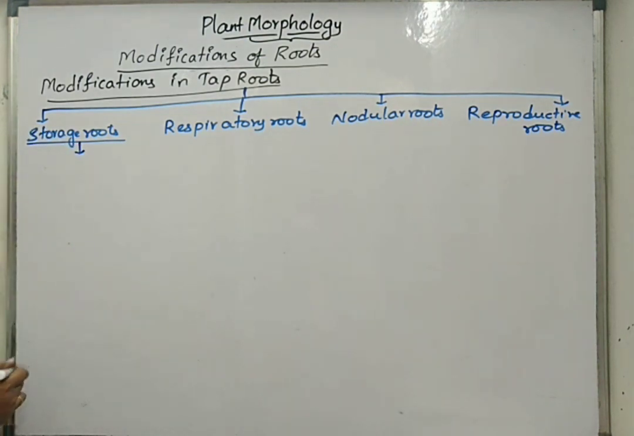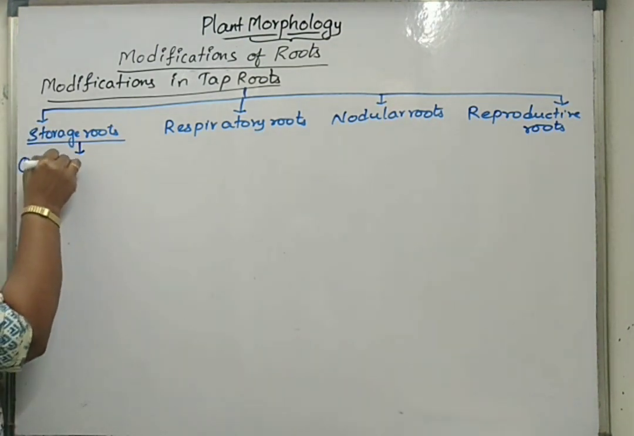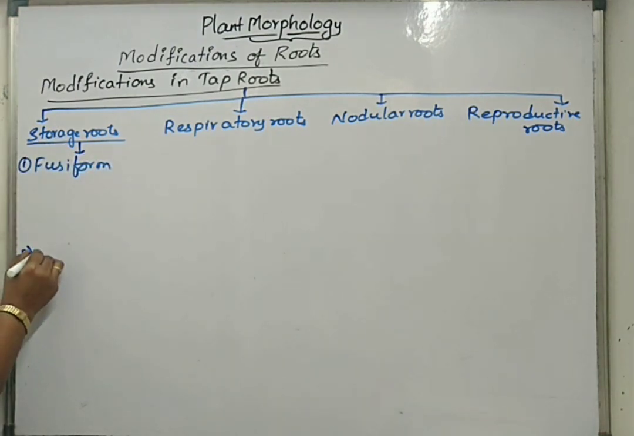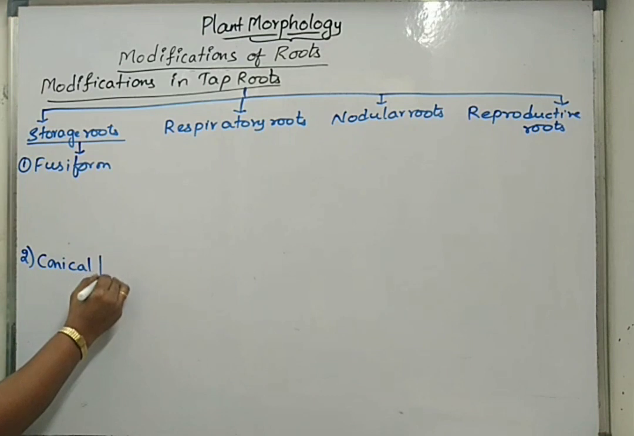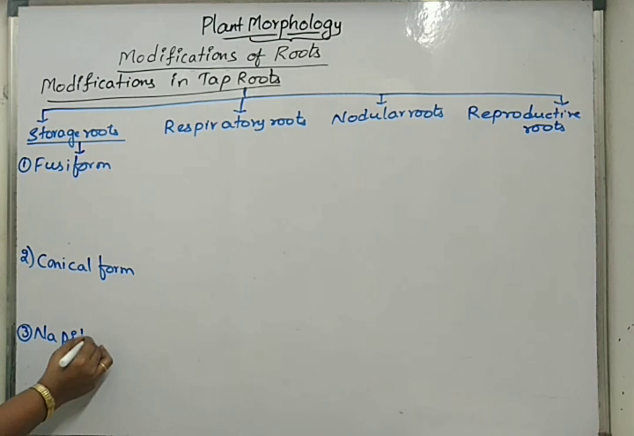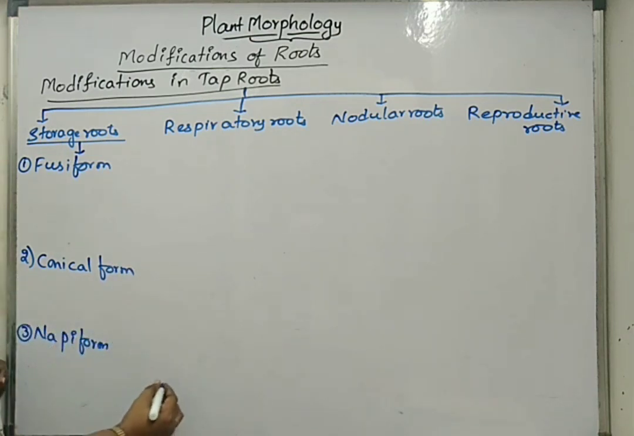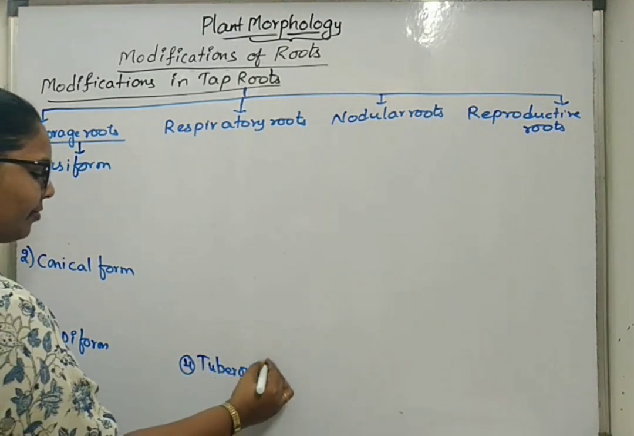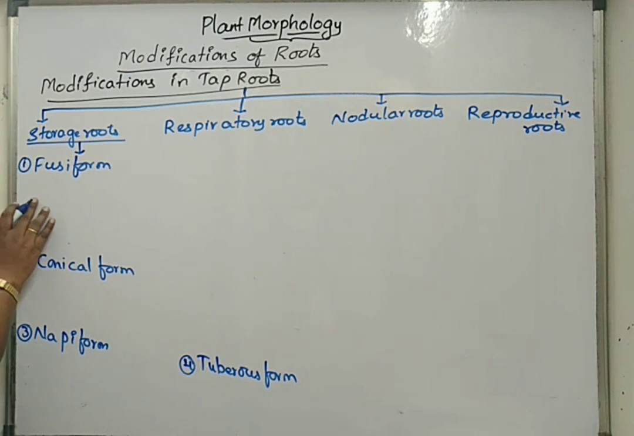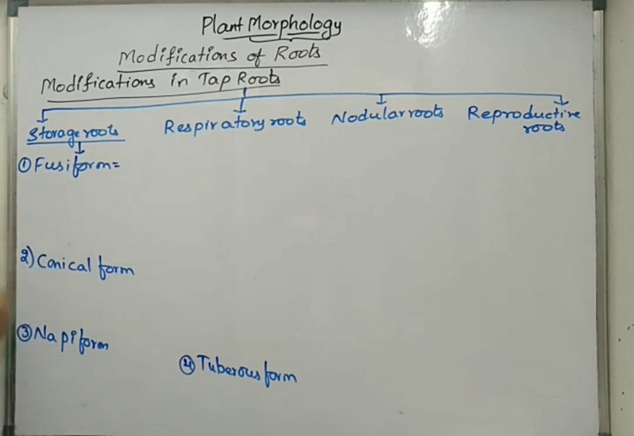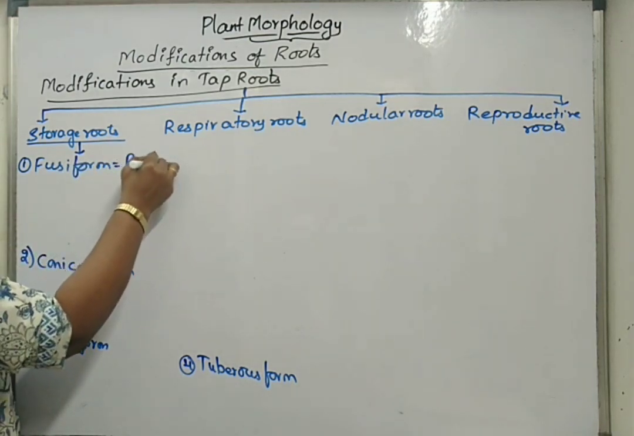reclassified into different subgroups, like first one, fusiform of storage root, second one, conical form of storage root, third one, napiform of storage root, and fourth one, tuberous roots, tuberous form. So under taproot system, under storage type of taproot system, under fusiform, the example can be read as radish.